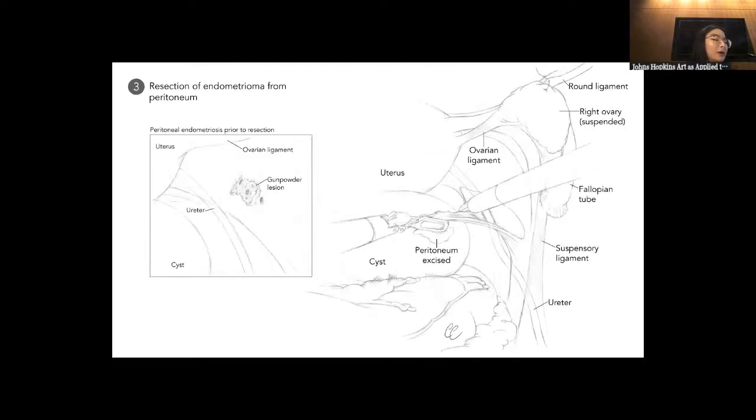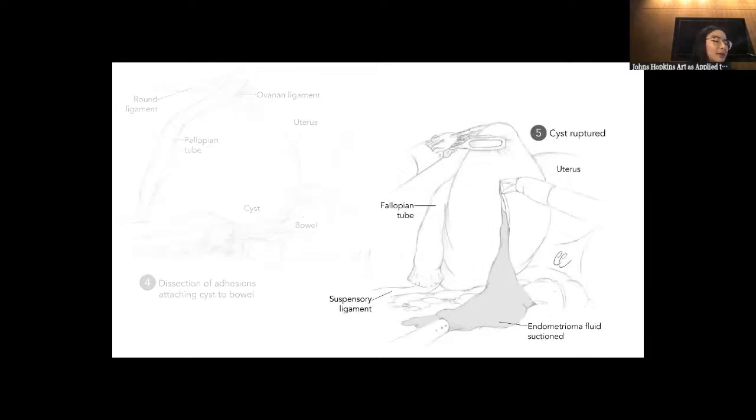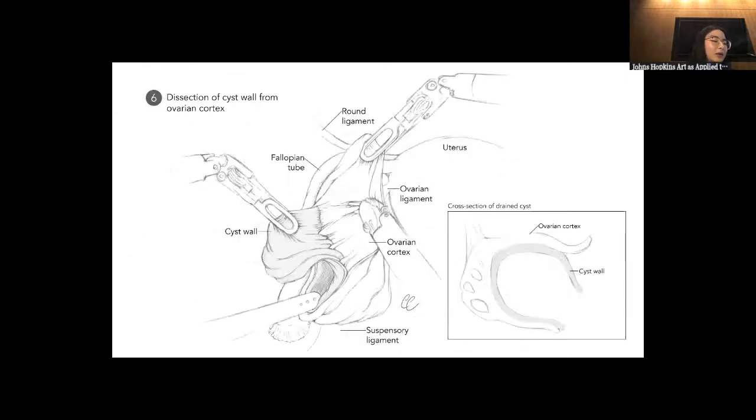Endometriomas within the peritoneal cavity are excised using energy. Here, the right ovary has been suspended so that a gunpowder lesion can be resected from the peritoneum lying underneath. Bowel adhesions are sharply dissected with scissors. An incision is made on the cyst using energy, and the fluid from the ruptured cyst is removed with suction. Using needle drivers and forceps, the wall of the cyst is carefully dissected from the ovarian cortex with continuous peeling motions. The cyst wall and resected sections of peritoneum will be placed in an endo-catch bag and removed.